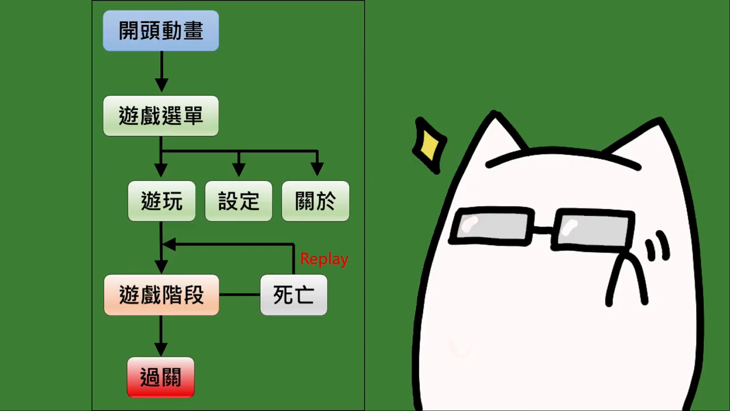Okay, so first of all, why are we designing scene switching? Because for the player, the game needs a complete flow to be presented.